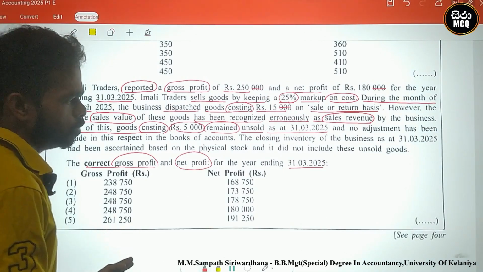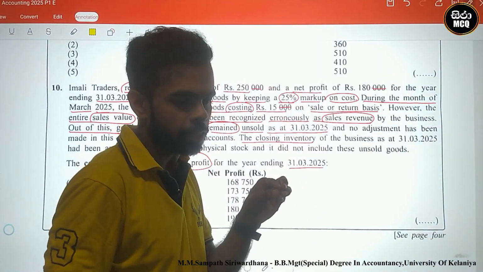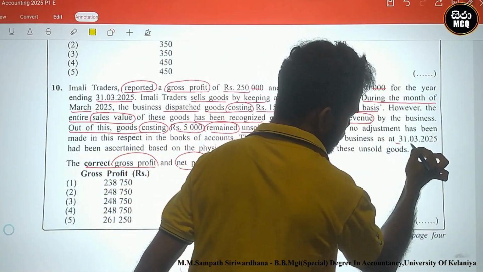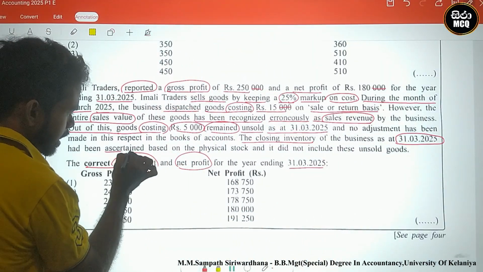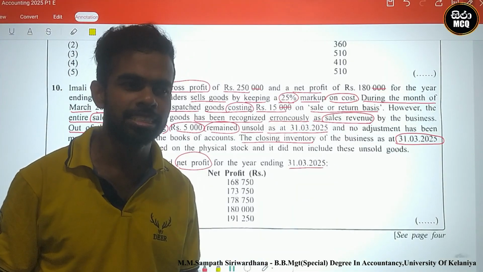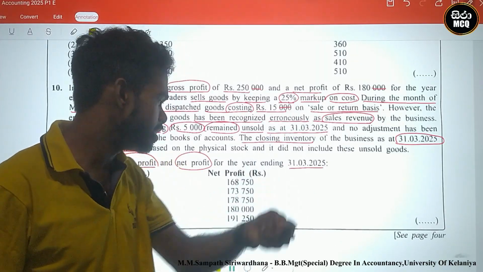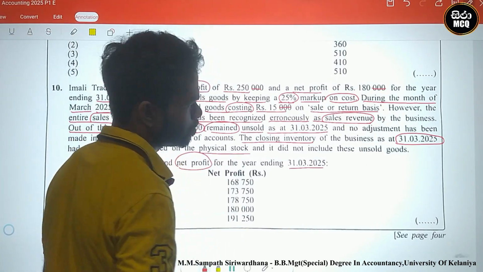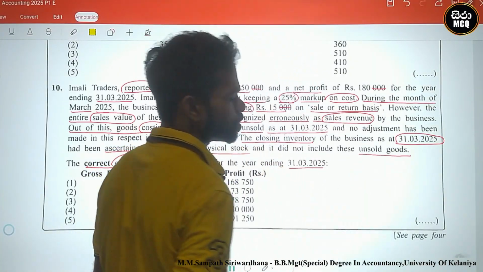Look here. The closing inventory means the remaining stock at the end of the year. The closing inventory of the business as at 31st March 2025 has been ascertained. Ascertained means identified, accounted. It was accounted based on physical stock, and it did not include these unsold goods.